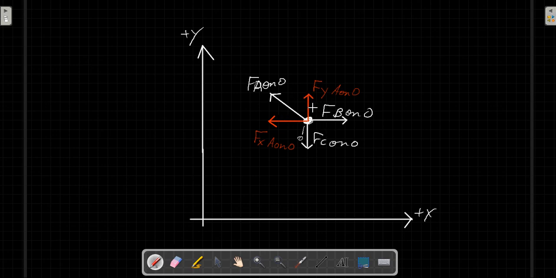And now that you've broken it up into its components, you can see that the y component of A on O balances out F C on O, and the x component of A on O balances out F B on O. So this is actually in equilibrium. Even if these forces are just components of this one, if there's only three objects interacting with it, you're allowed to break up forces that are not in the x and y direction into component parts so that they're easier to solve.